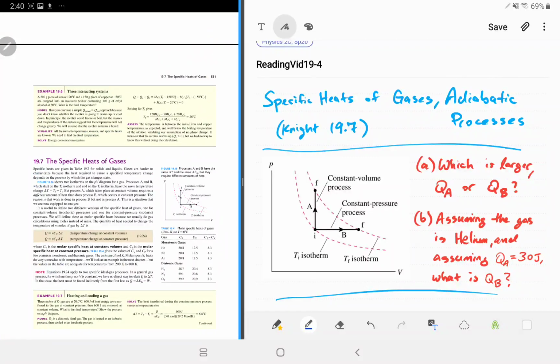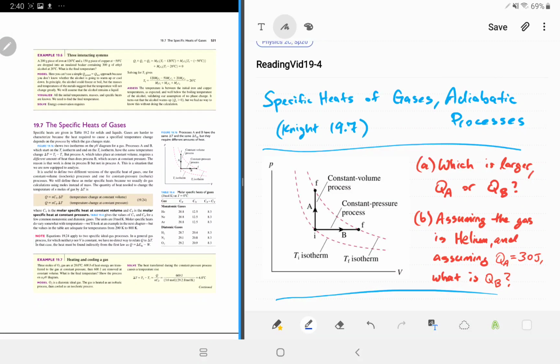Okay, so you'll see this graph right here. On the left we have the textbook, and on the right I reproduced that graph. So the motivating example here is looking at these two paths on a PV diagram. We have the same initial point for both of these paths, and we have different final points, but we have the same final temperature. So notice how the two final points are on the same isotherm. Path A is a constant volume process, path B is a constant pressure process, and we want to be able to answer two questions.